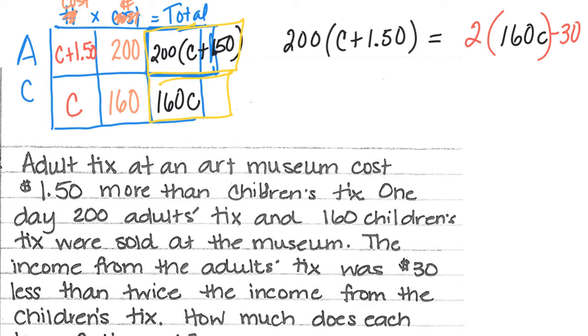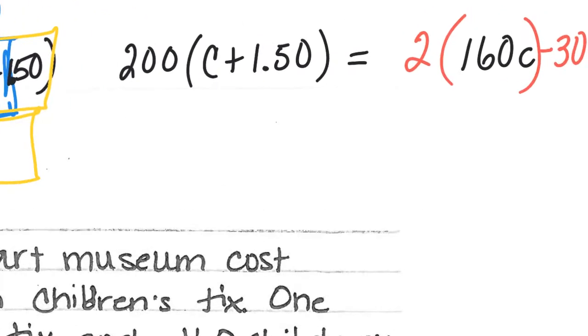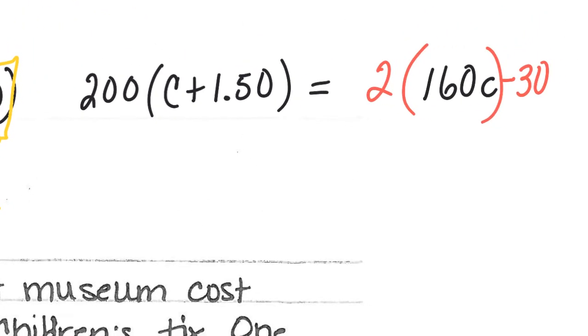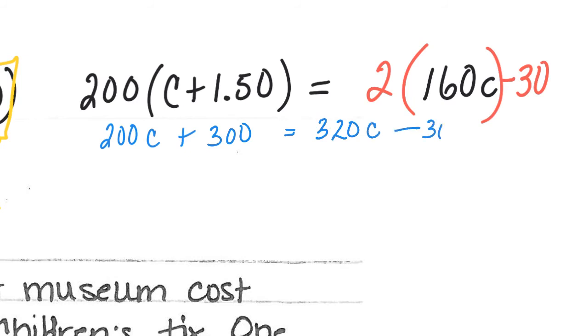So from here, now all we have is a long equation to solve. You guys can do that, right? We'll work on it together. I'm going to blow this up. Grab your calculators. What's 200 times C? 200C. What is 200 times 1.5? 300. And what's 2 times 160C? 320C. Minus 30. Notice that minus 30 is not part of that, so make sure you don't put that in parentheses.